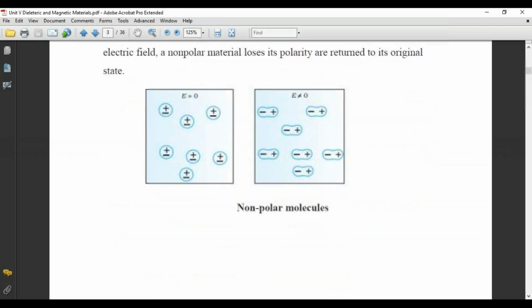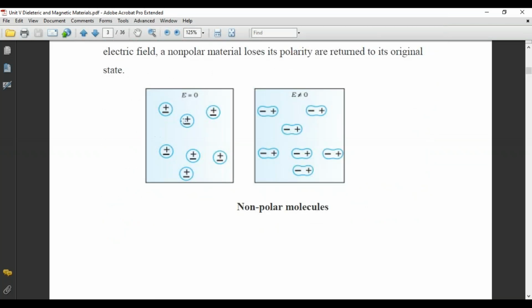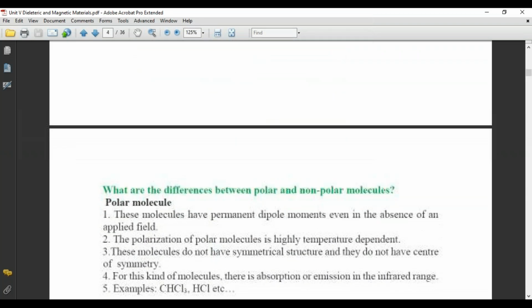If you see this diagram, this is what is called positive charge and negative charge coinciding. That means dipole moment is 0 when E equals 0. When the field is applied, the positive charge and negative charge get separated, and then it creates a dipole moment that causes a polarization in the non-polar molecules. This is about the non-polar molecules.